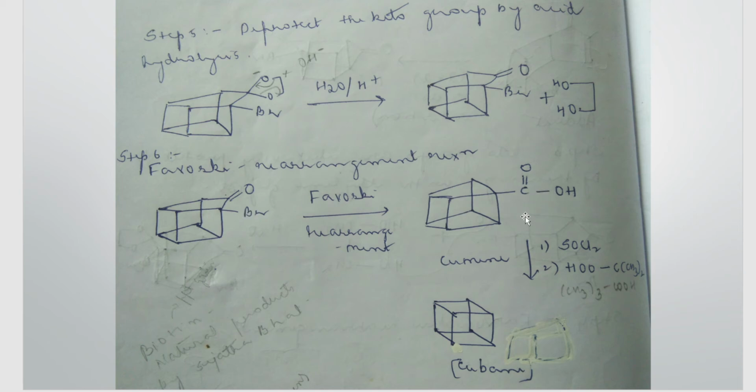Now in order to remove this group, what are we doing? Same way, we are treating with SOCl2, which will replace this OH, and then we are treating it with butanoic acid, which will attach here. And next, if you treat with cumene, there will be homolytic cleavage. Finally we will get a cubane molecule.